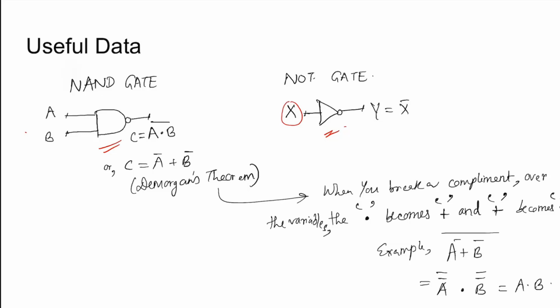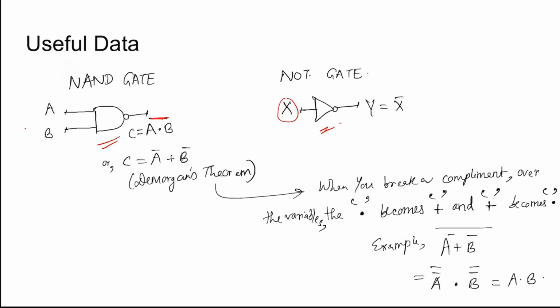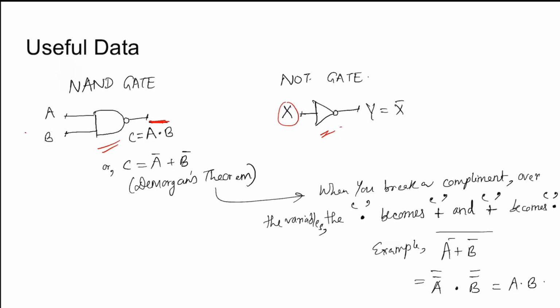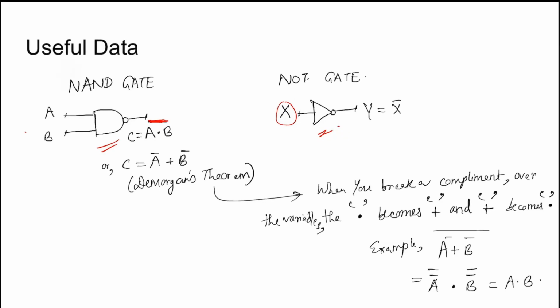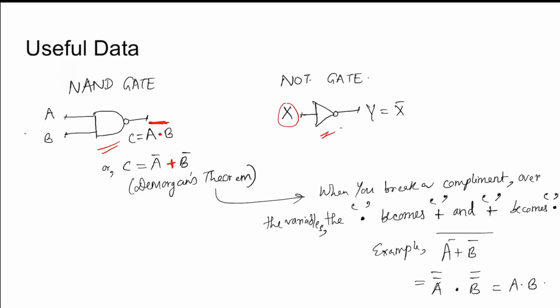De Morgan's theorem states that when you have (A dot B) complement, you can break this complement and spread it over A and B. In that case, the dot sign is replaced by a plus sign, and the complement gets spread over A and B. So this is De Morgan's theorem.